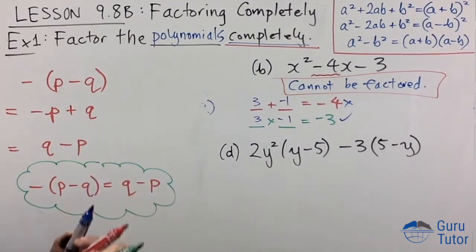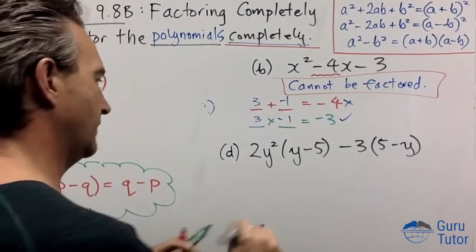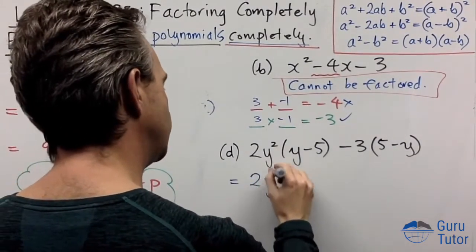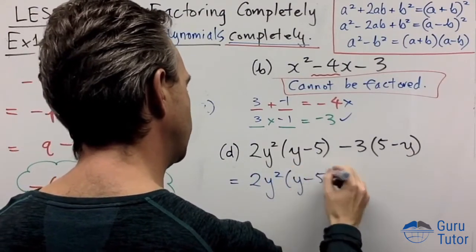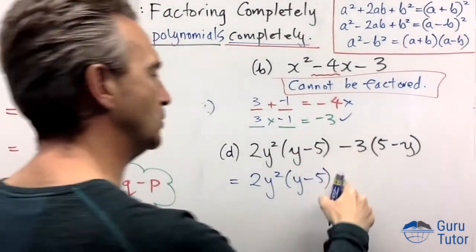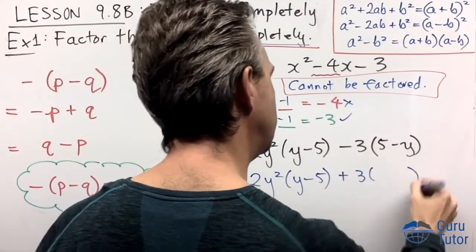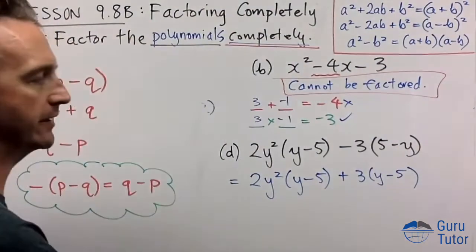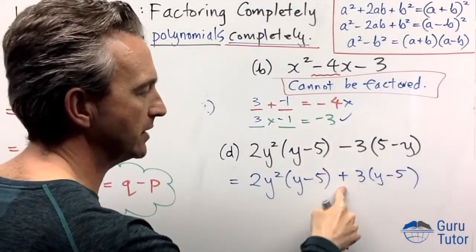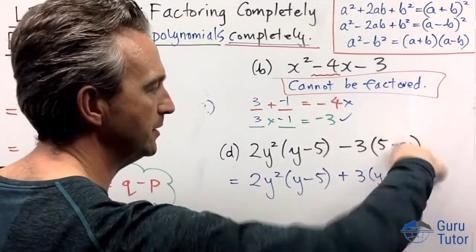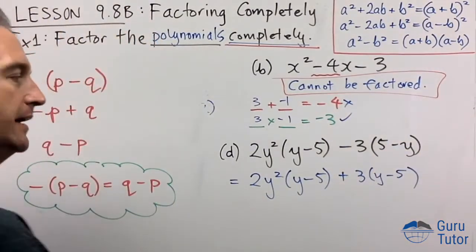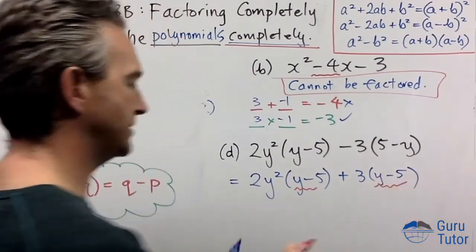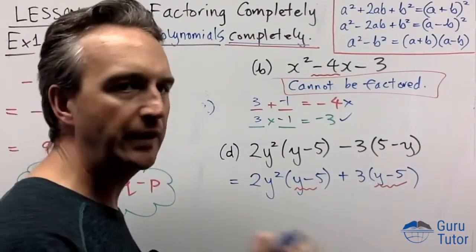So here's the trick. Remember, I want the same thing in the brackets here: 2y squared times y minus 5. I'm going to turn this minus into a plus, and then I can flip these two around. I can make this y minus 5. So remember that trick. You can change a minus to a plus or a plus to a minus, and you can flip those when there's a minus in the middle. And now look, we have y minus 5, y minus 5, and we can do the factoring by grouping.